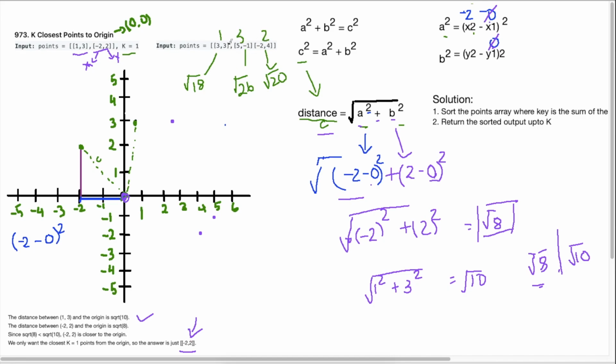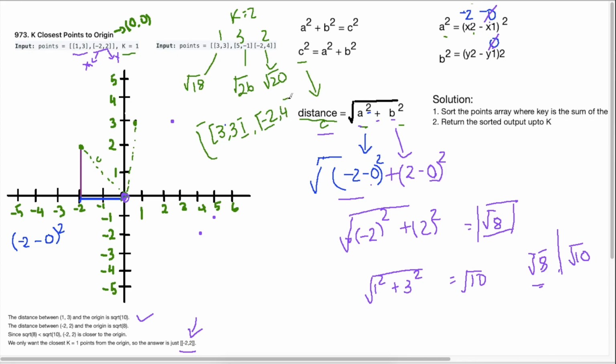And we are asked to find where k is 2 for this example. This is the same example from the question, the second one. So here k is 2, and what we need to return then is our spot here, so 3 and 3, and we will return the second ranking spot here, which is negative 2 and 4. So this is what we need in our output.